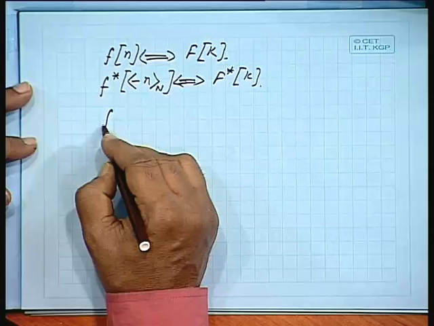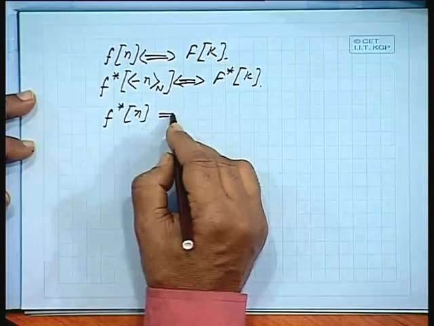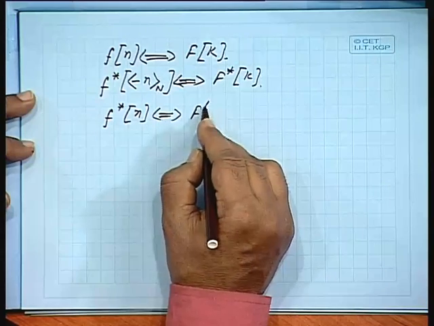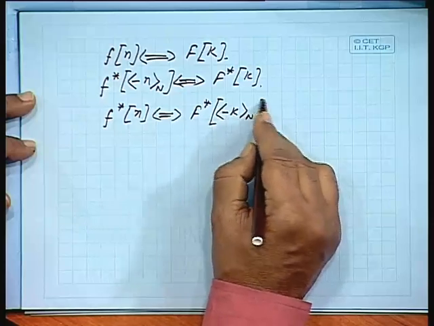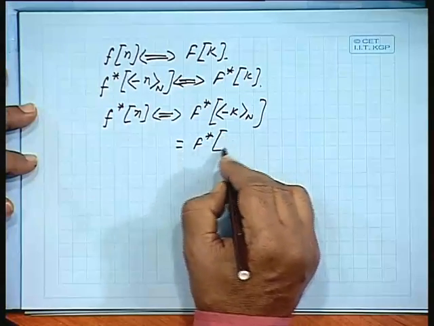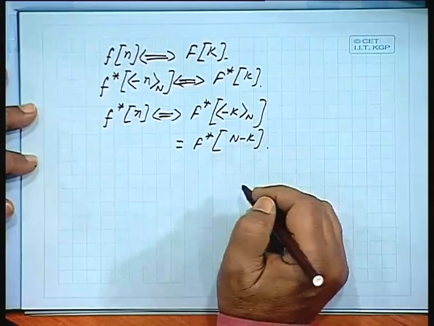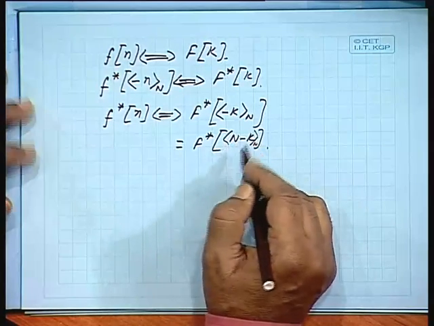Another important relation is F star N is giving you F star minus k n. Now, minus k n means basically you can add n or subtract n, modulo n means you can always add n or minus n. So, that is as good as f star n minus k, is it not? I can put n minus k and modulo n, wherever required I will add n or subtract n.